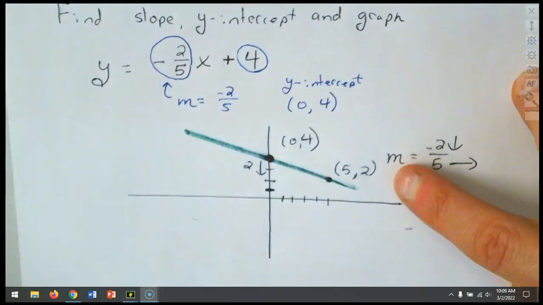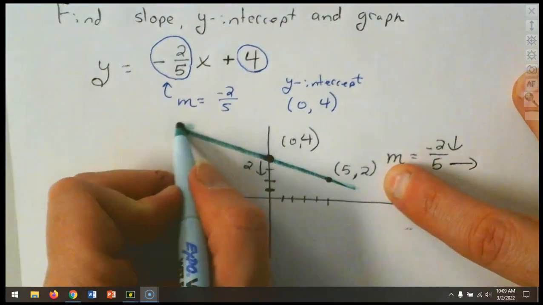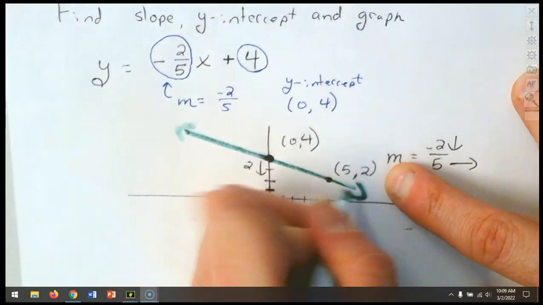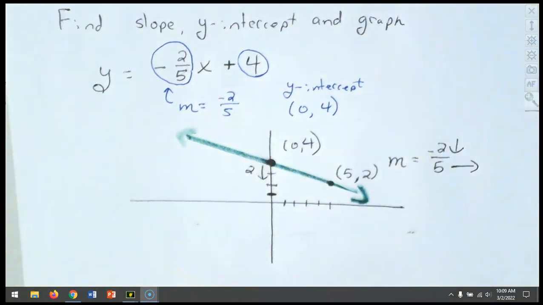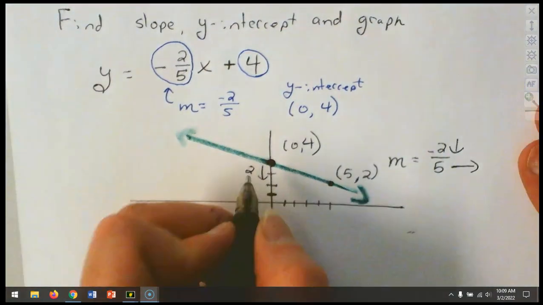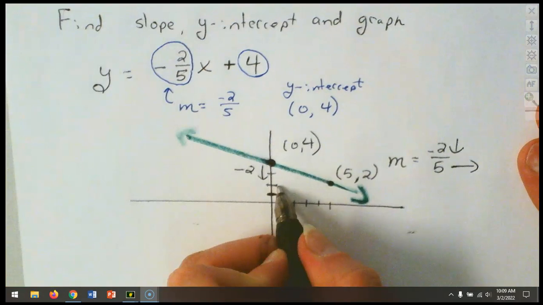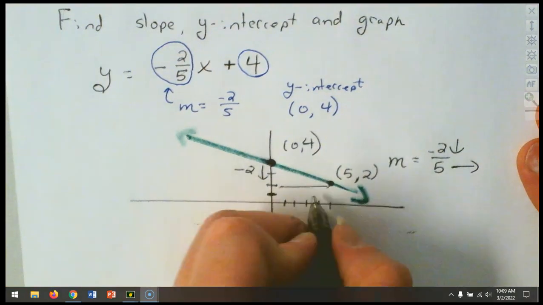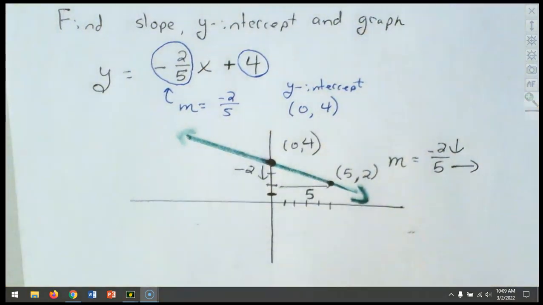You don't have to label that point (5, 2). If you don't want to label it, you don't have to. You can just count units and go over. So what did I do to get to that point? I went down 2, right? And then I went over 5 units. So down 2 and over 5.